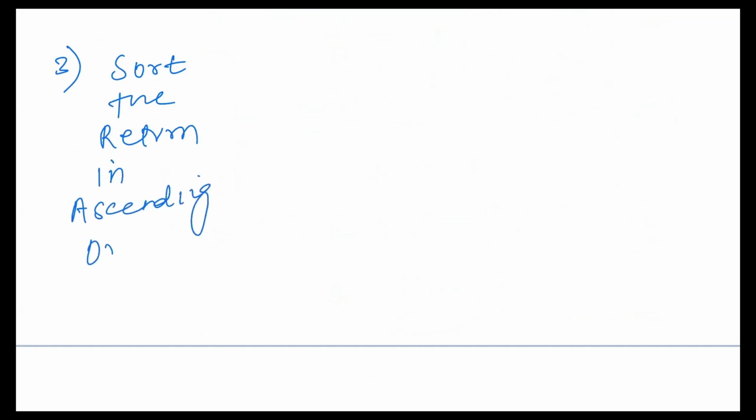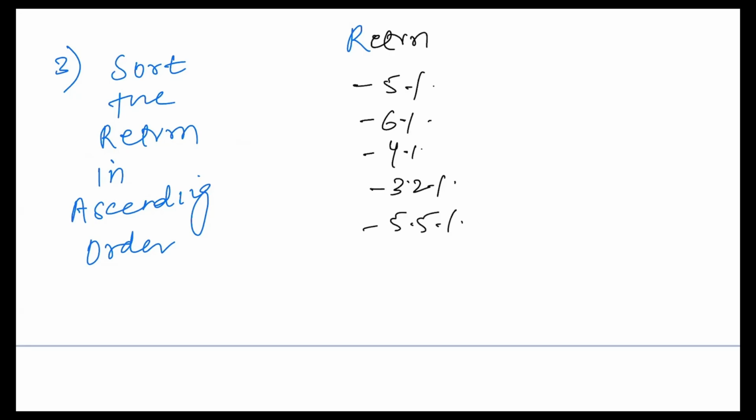The third thing is you need to sort the return in ascending order. So let's take an example. Let's say after performing step 2, you got your return as, let's say, negative 5%, negative 6%, negative 4%, negative 3.2%, negative 5.5%, negative 2.1%, negative 1%, then 1%, 2%, 1.5%. Okay. So let's say we got these returns.